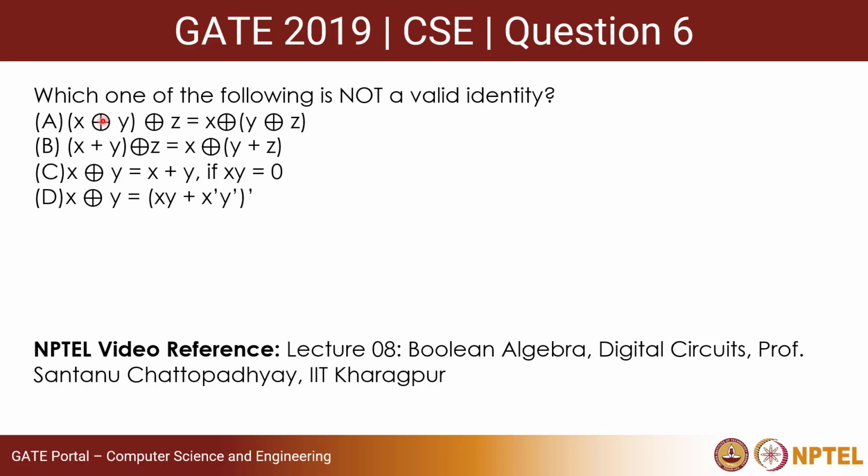X XOR Y XOR Z is nothing but X XOR Y XOR Z. X plus Y XOR Z is X XOR Y plus Z. X XOR Y is X plus Y if XY is equal to 0. X XOR Y is XY plus X bar Y bar whole bar. We have to find which is not a valid identity.